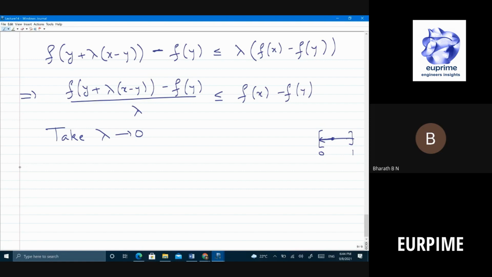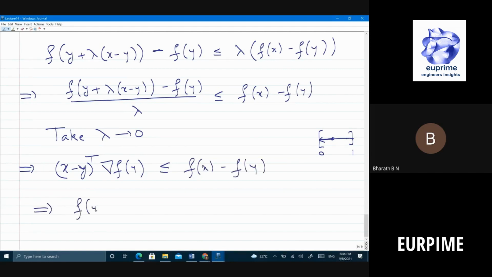So this implies x minus y transpose times the gradient of f at y is less than or equal to f of x minus f of y. So this implies, no, I think I should write it in terms of f of x. F of x is greater than or equal to f of y plus x minus y transpose gradient of f of y. This is interesting, right? This inequality.